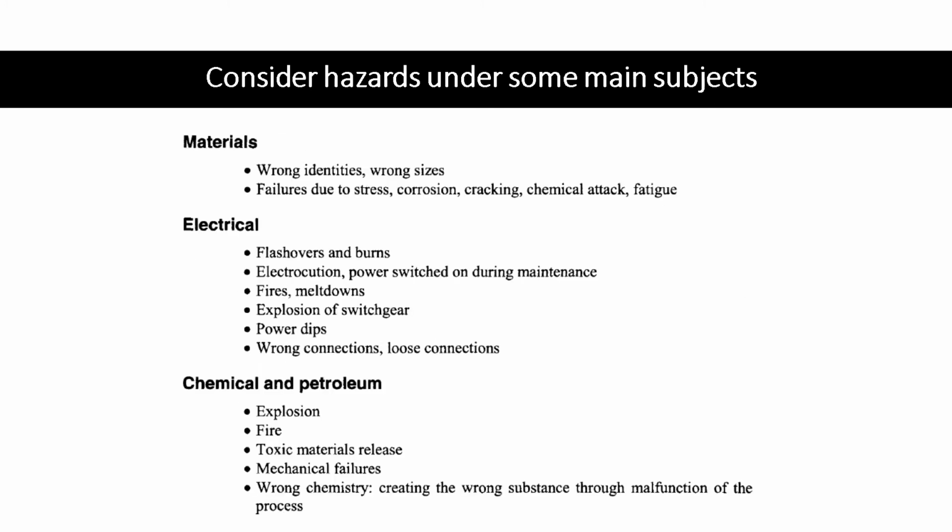Considering the material, we have wrong identities, wrong size, failure due to stress, corrosion, cracking, chemical attack, fatigue. In electrical, we have flashover and burns, electrocution, fires, explosion of switchgear, power dips, wrong connection, loose connection. In chemical and petroleum, we have explosion, fire, toxic material release, mechanical failure, and wrong chemistry.